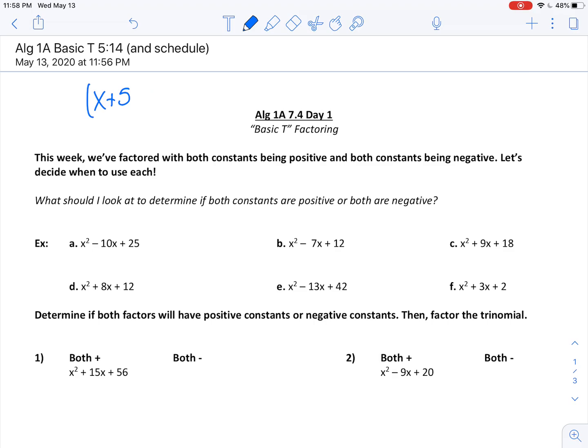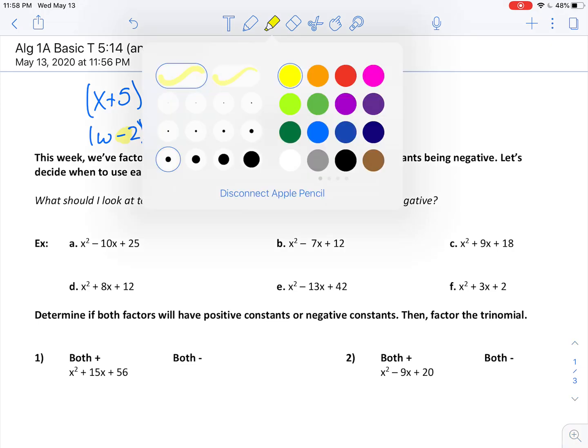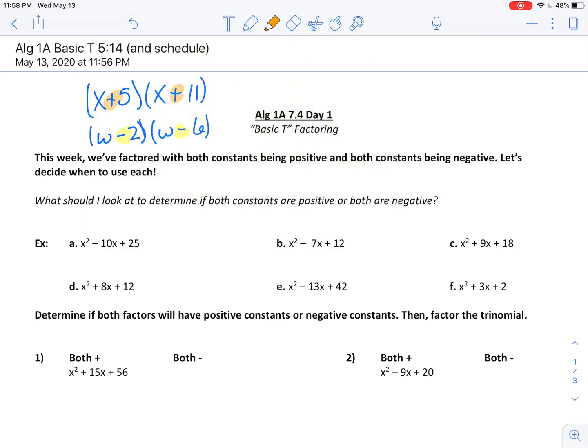So far we have factored out our trinomials that had only adding, so something like x plus 5 and x plus 11, or when we were only subtracting, so our two binomials might be w minus 2 and w minus 6. Stuff like that, where the signs are the same. I just have x plus something, or I just have x minus something.